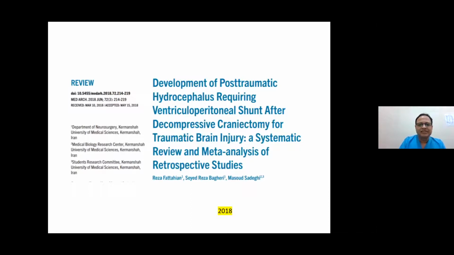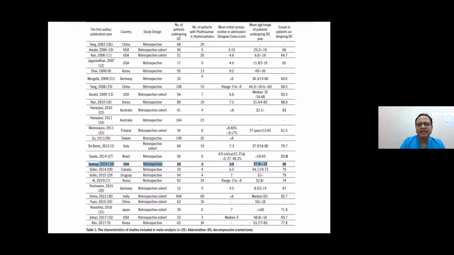Now, this is a systematic analysis of all the published literature on the development of post-traumatic hydrocephalus which needed a shunt after decompressive craniotomy. There are many papers, and most of them have encountered 10 to 40%, some of them even 50% needing a shunt in their group. So why is there a difference between some people having 10% hydrocephalus and some having 50%? What are the causes of hydrocephalus in decompressive craniotomy and how can it be avoided or treated?